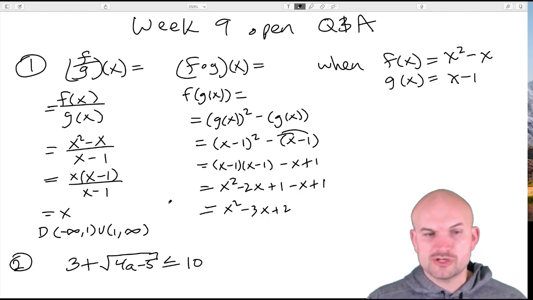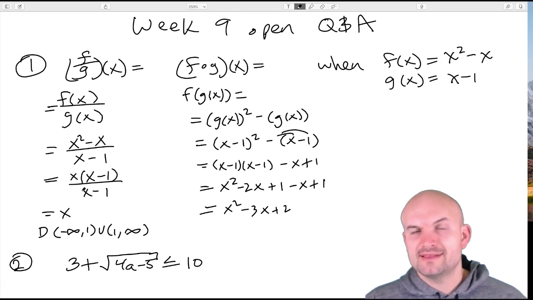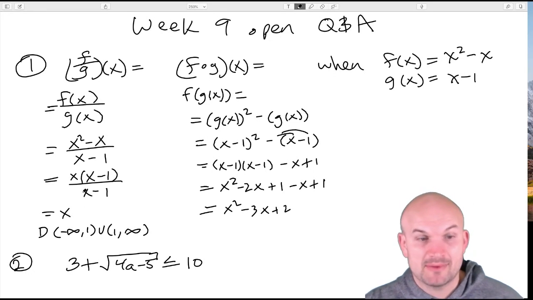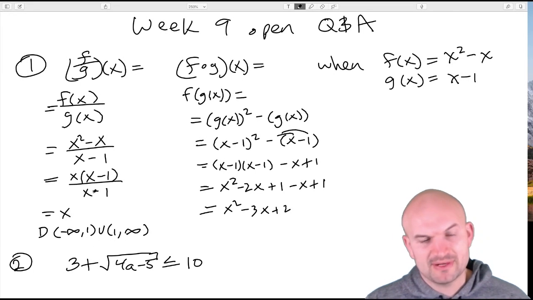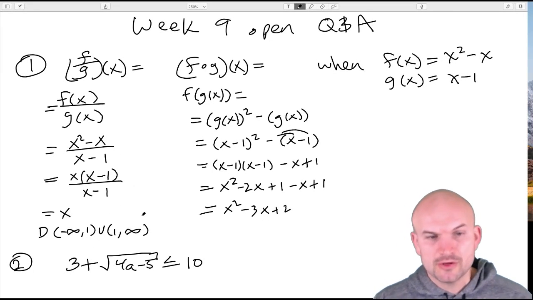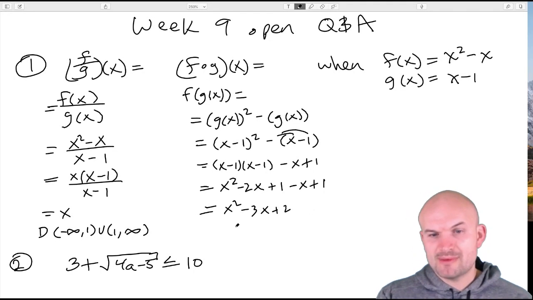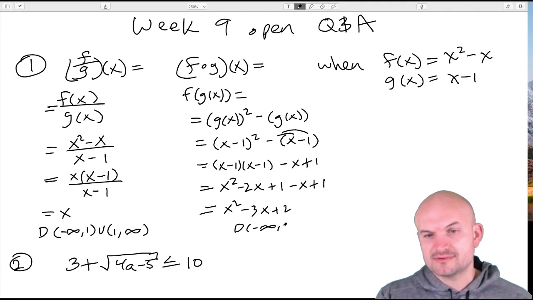Is that there is no restrictions. Like over here, 1 was not in the domain because 1 made the denominator equal to 0, which obviously once it gets simplified, that's no longer the case. But again, that represents a discontinuity, a hole. Whereas here, there's no restriction. So my domain would have been all real numbers.